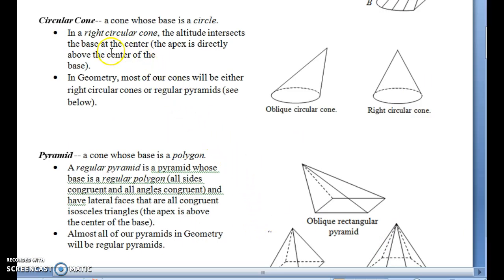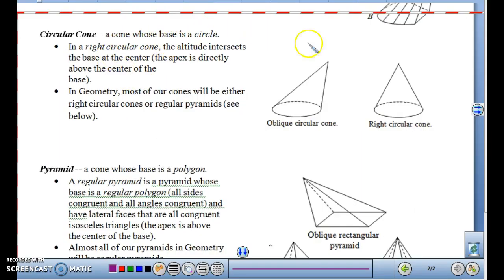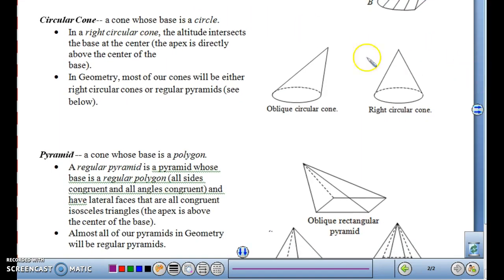Most of the time we use what's called a circular cone. It's a cone whose base is a circle. That's why it's called a circular cone. In a right circular cone, the altitude intersects the base at the center. The apex is directly above the center of the base.